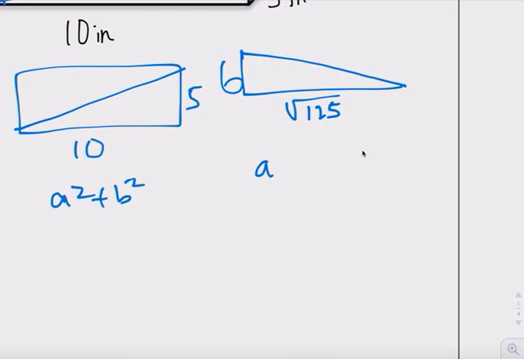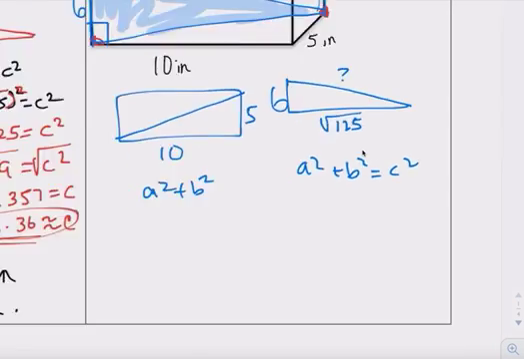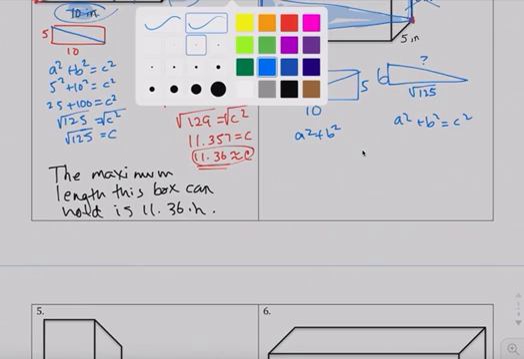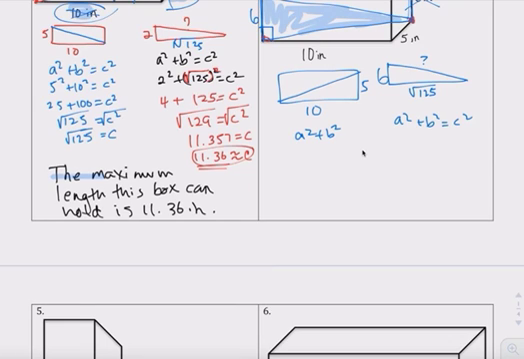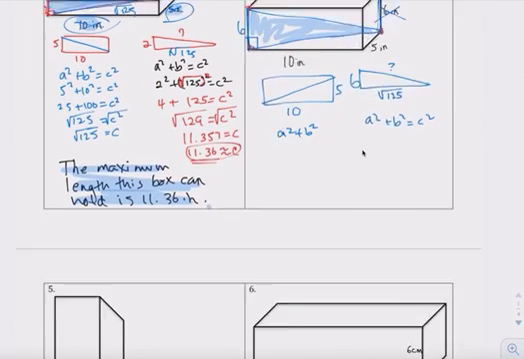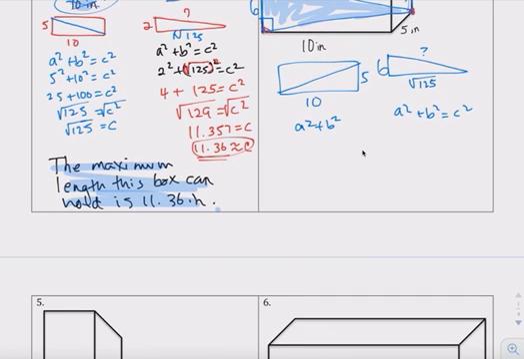And then you do a squared plus b squared equals c squared to find this. And then remember, at the end, you need to write the sentence. Because it's the maximum width, yes, for my period 1 and 2. I'm recording.